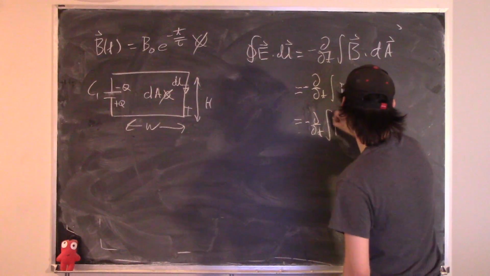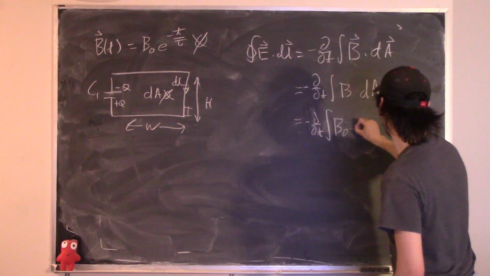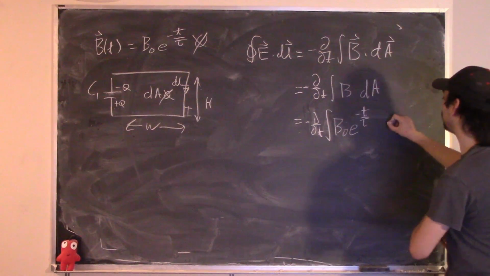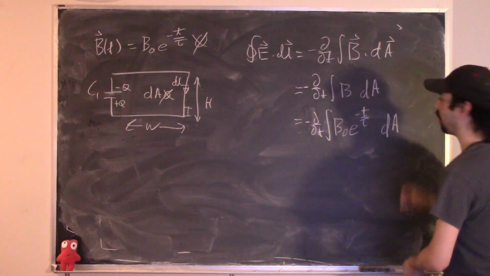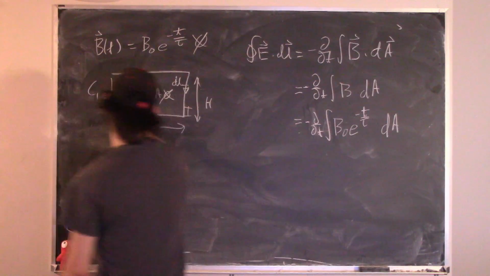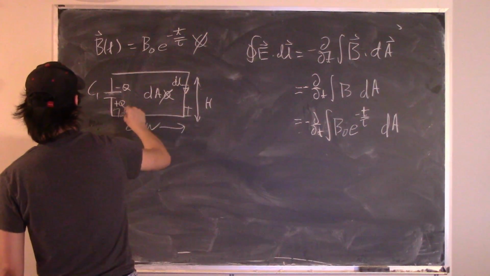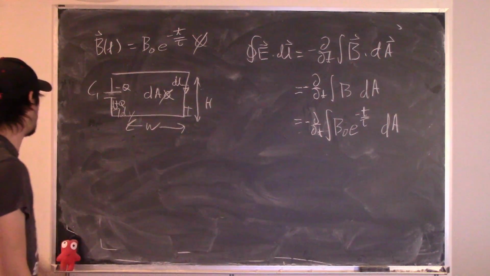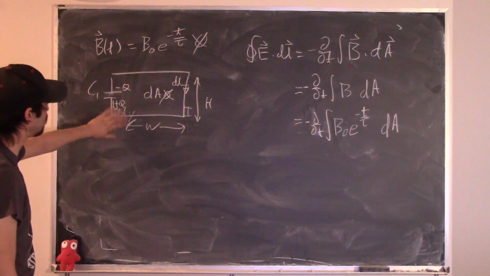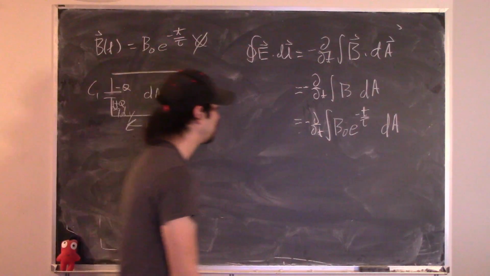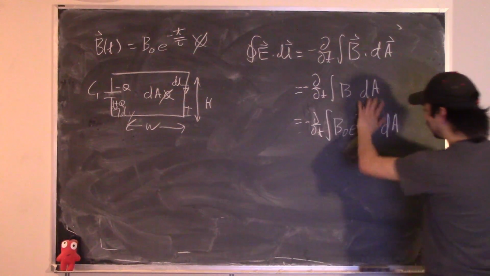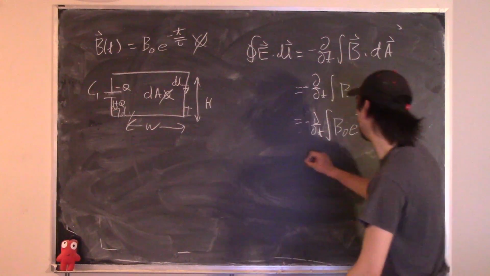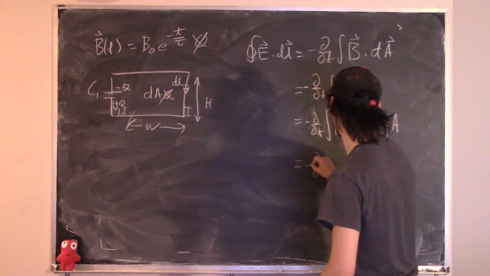Negative partial derivative with respect to time of the integral of B0 e to the minus t divided by tau times dA. Now, this dA is just going to be some dx dy, right? So this is a dy, and this is dx. Or if you wanted to use the same convention that we had before, you can say this is dr. It's just a label. But what we see here is that this isn't dependent on any of the variables that we have here. So we can pull it outside the integral.